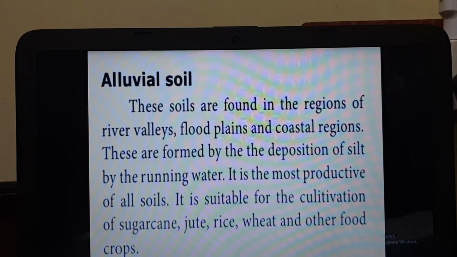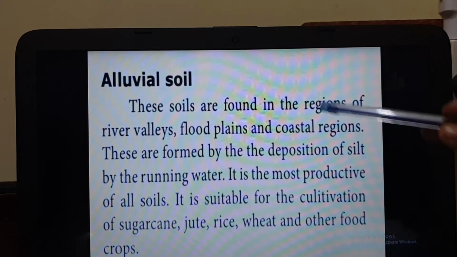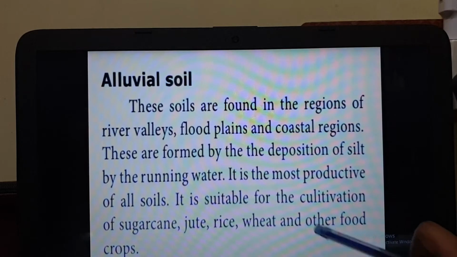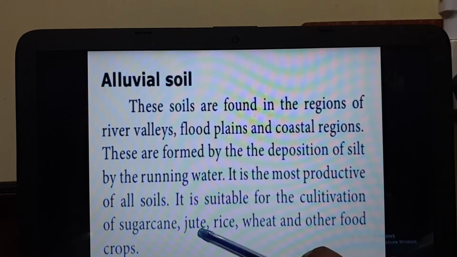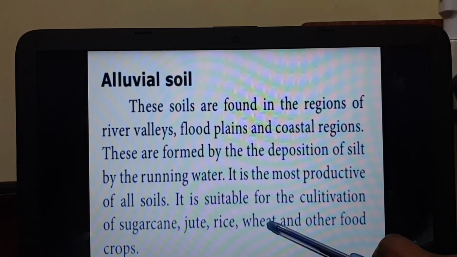It is suitable for the cultivation of sugarcane, jute, rice, wheat and other food crops. So in alluvial soil, these kind of products are cultivated. What are they? Sugarcane, jute, rice, wheat and other food crops.